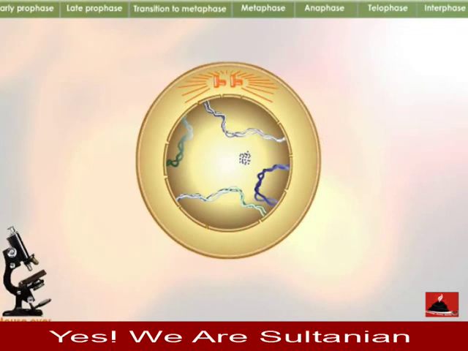The sequential stages of mitosis are prophase, metaphase, anaphase, and telophase. Click on the links provided for each stage.